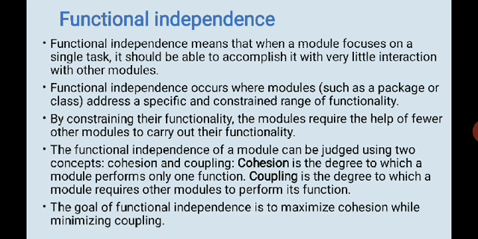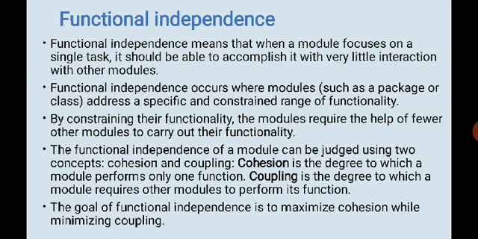So when it is based upon the functionality, the particular modules will be taking care of those particular functions, and this function will be independent from all the other functions or all the other modules, right? So it has specific constraints, right? By constraining their functionality, the modules require the help of fewer other modules to carry out their functionality. The functional independence of a module can be judged using two concepts, that is, cohesion and coupling.